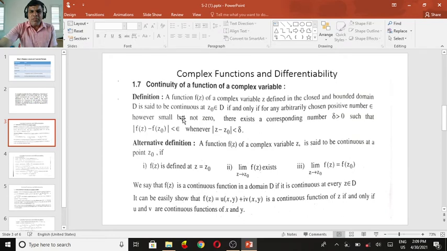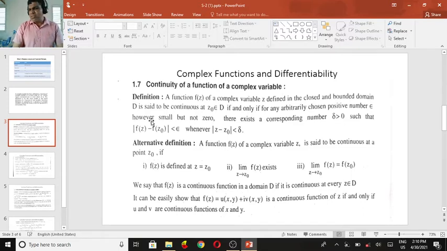Thus, the continuity of a function of a complex variable. The definition: a function f of z of a complex variable z defined in a closed and bounded domain D is said to be continuous at z0 belonging to D if and only if for every arbitrarily chosen positive number epsilon, however small but not zero, there exists a corresponding positive number delta such that mod f of z minus f of z naught is less than epsilon whenever mod z minus z naught is less than delta.